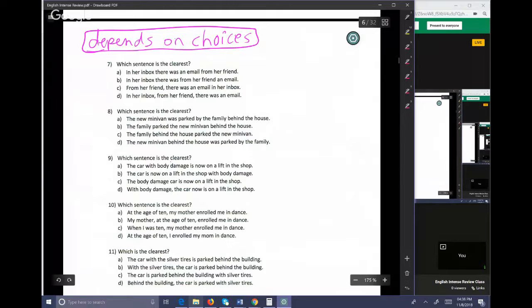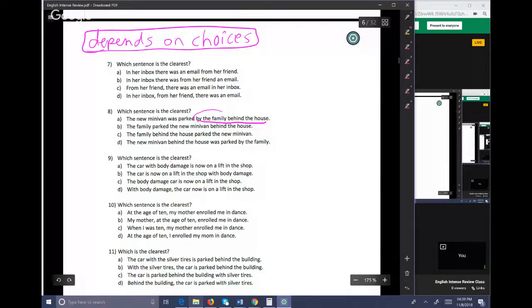So here, for example, on 8, because this is an easier one to break down, the new minivan was parked by the family behind the house. If you've gotten good at recognizing these, you'll notice that "by the family behind the house" makes it sound like the family exists behind the house, which in a technical sense, if the family is in the minivan and the minivan is then parked behind the house, in a technical sense, the family is behind the house because they're in that minivan. But the point we're trying to make with the sentence is that the family parked the minivan behind the house, not themselves, right?